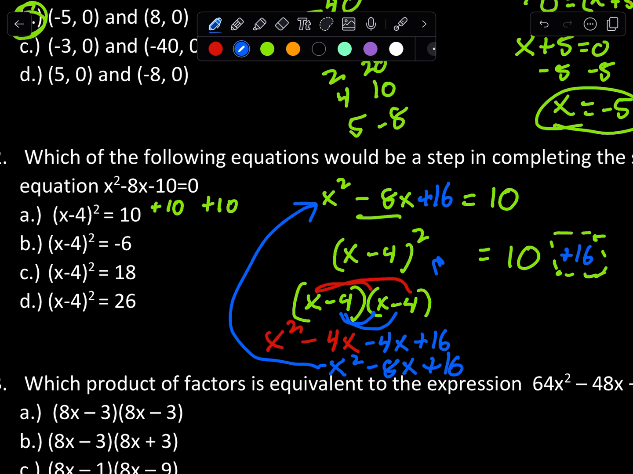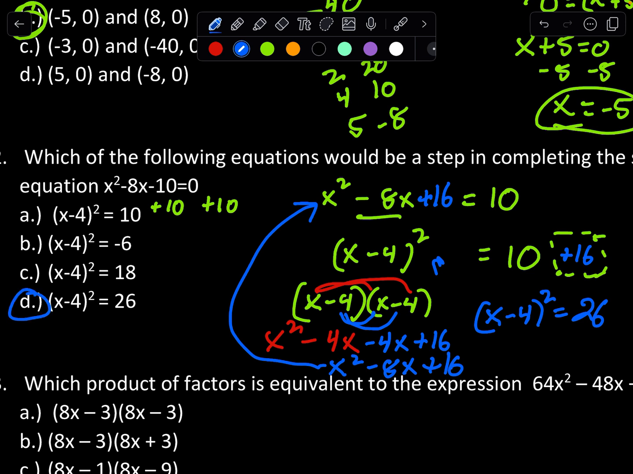So you're like, well, why did I do that? Well, I'm essentially putting it into vertex form, or solving. Anyways, I have x minus 4 squared equals 26. So I'm looking for that would be a step in here.